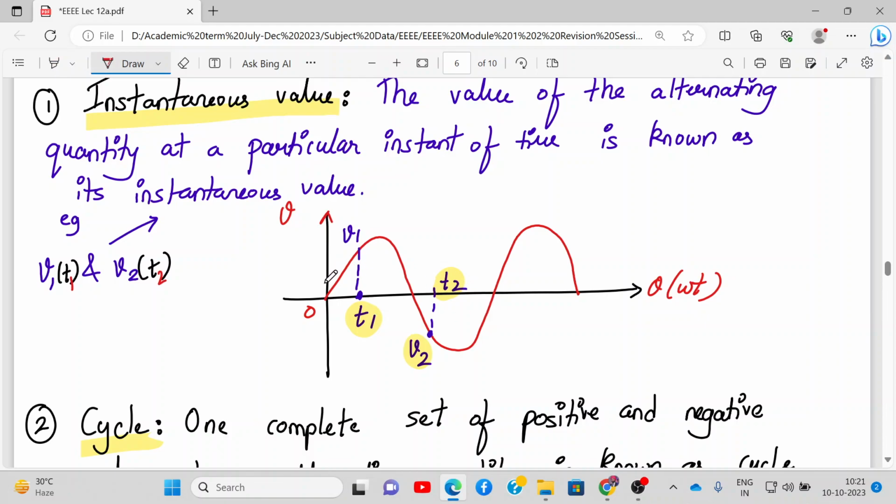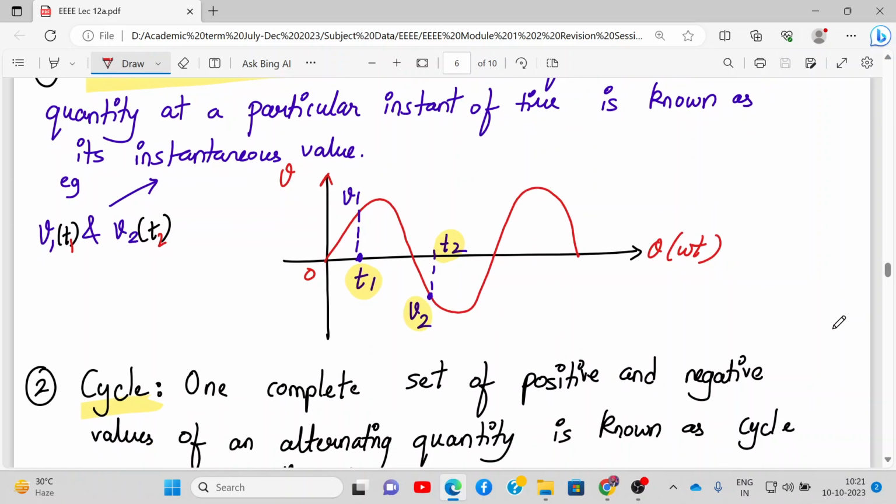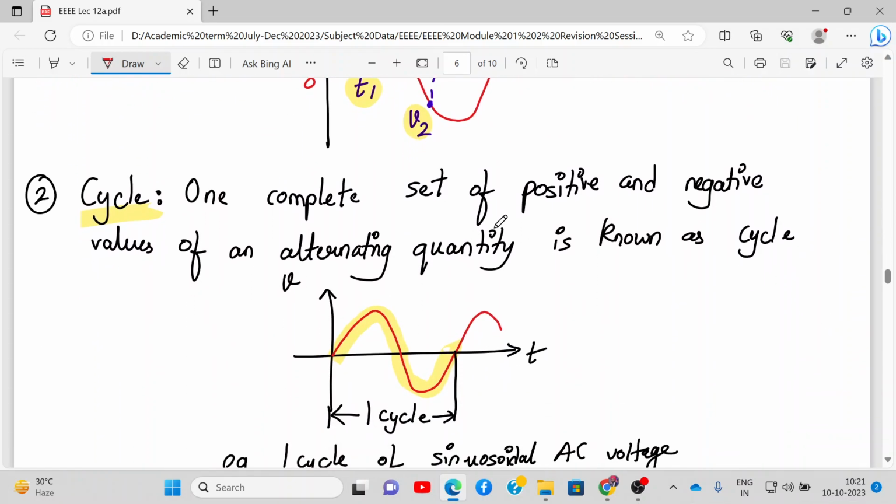I can calculate the value of voltage at any instant of time, and that is called the instantaneous value. I hope it is clear. Next we go to cycle. One complete set of positive and negative values of an alternating quantity is known as a cycle. In this waveform, this is your positive value, the AC input is positive, and here the AC is negative.